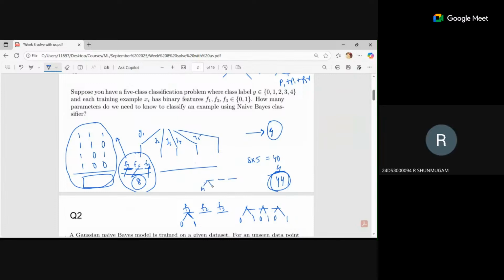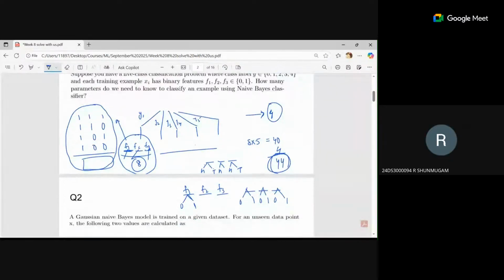So every feature can take only one value, right, ma'am? If there are three features, it means 3 into 1, it would become 3 only, ma'am.